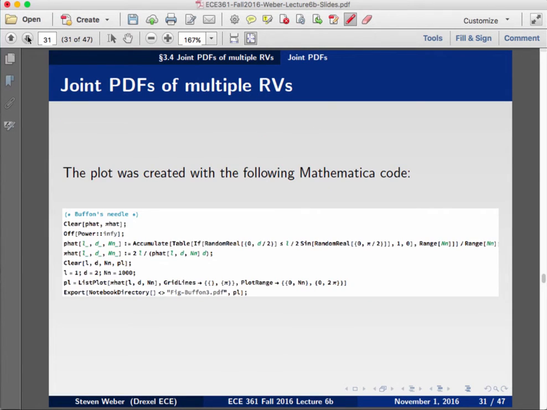And here's the Mathematica code, in case you're interested, used to create the plot on the previous slide.